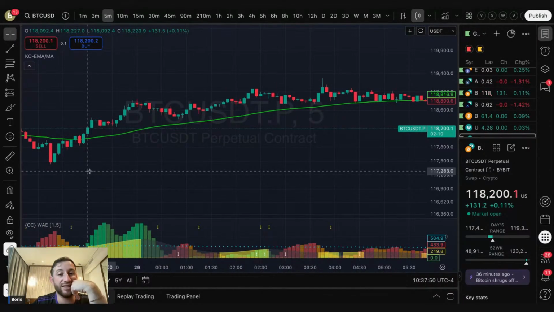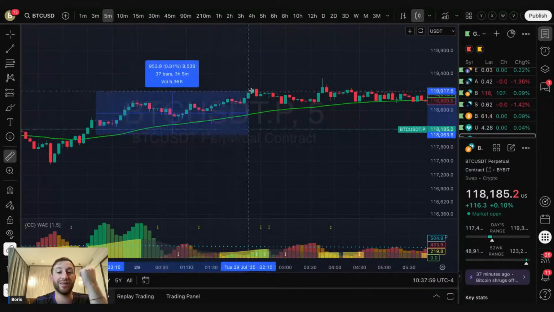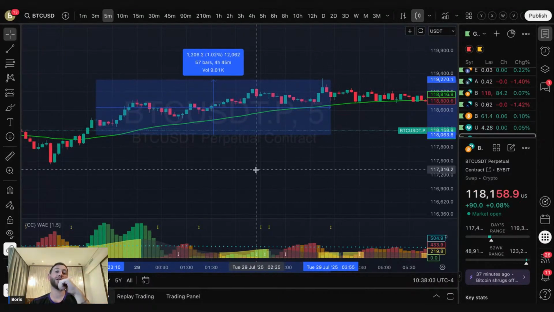And again, this is a good example. So price confirms above the 55, plus we get confirmation from our momentum indicator, and then we can almost get a 1% move from this.